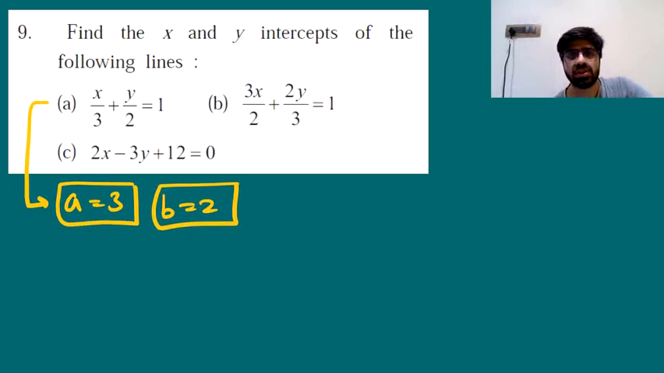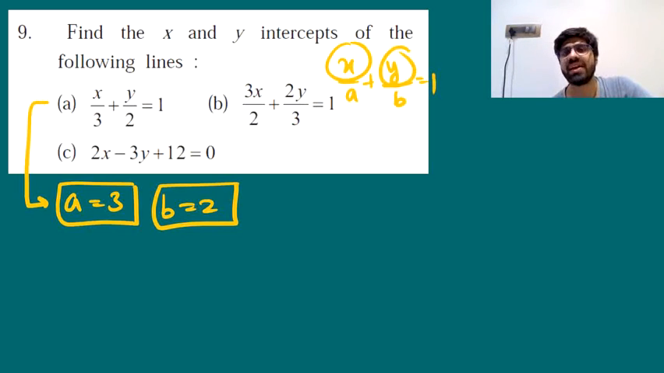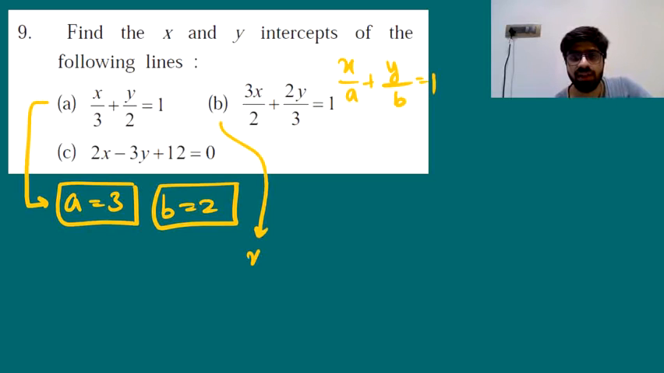For the second question, see, the right hand side is already equal to 1. But this equation cannot be compared directly with x upon a plus y upon b equal to 1, because the coefficients of x and y have to compulsorily be equal to 1. Is the coefficient of x 1? It's not. So you need to get that 3 in the denominator, make the coefficient of x as 1, and then you can start comparing. So this equation B, we can write it as x upon 2 by 3. It's like I've taken that 3 from the numerator to the denominator.